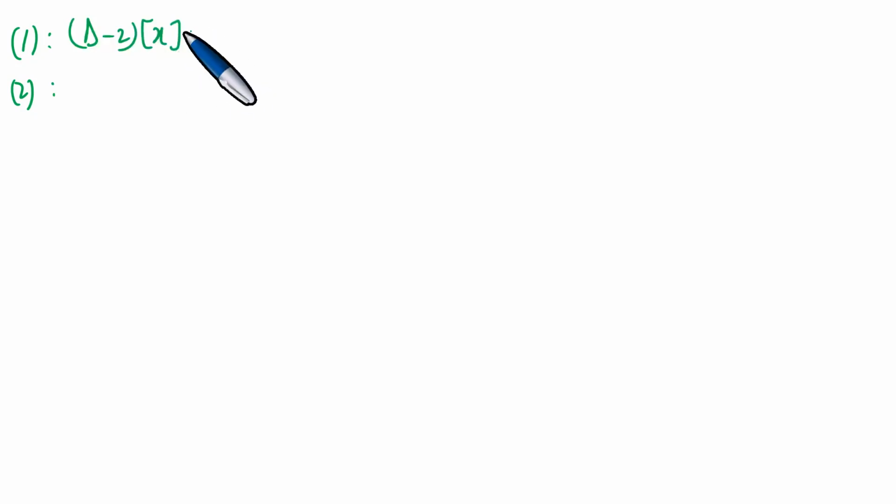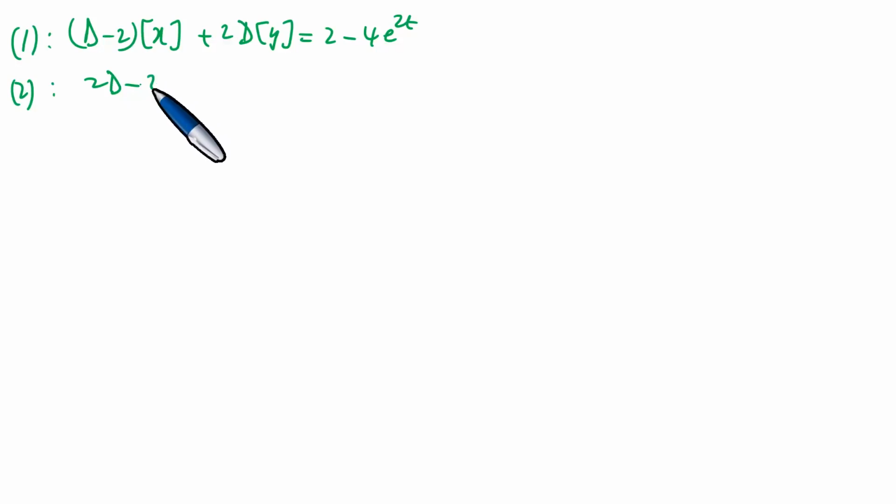Okay, so I'm going to write down the equation, the given system. It has equation one and equation two, and it is as follows. It is d minus 2. Okay, just eliminating y now, with 2dy, which is 2 minus 4e to the twice t, which is twice d minus 3, like this. And then now, which is the operator on y.